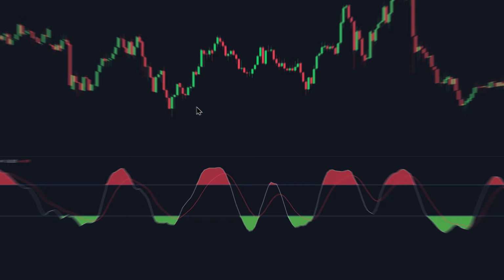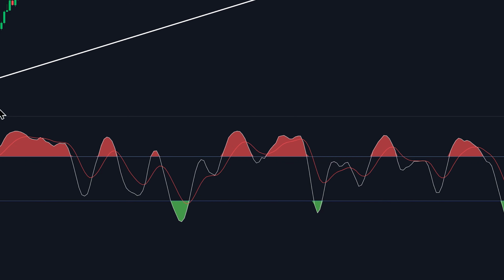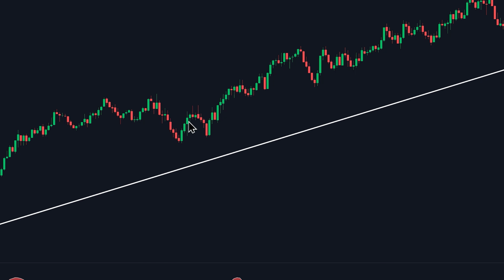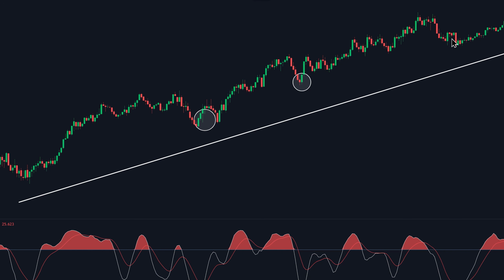Well, it's really simple. In a bullish trend, whenever the stochastic oscillator, this white line, goes below the lower band, that indicates a weakening of the pre-existing bullish momentum. This also means that the market is in a pullback. Traders should pay attention to these pullbacks because they represent areas of potential trade entries.